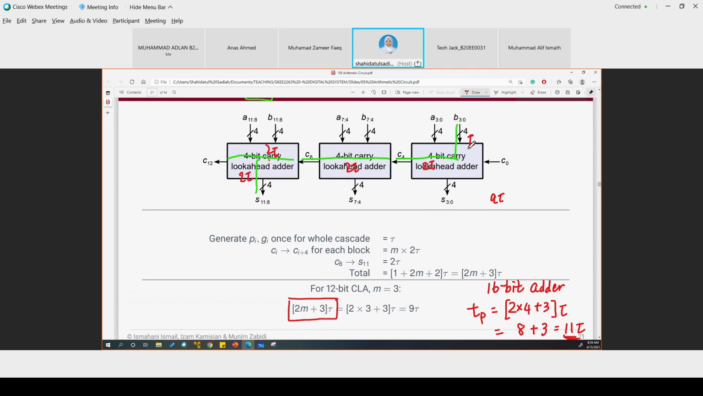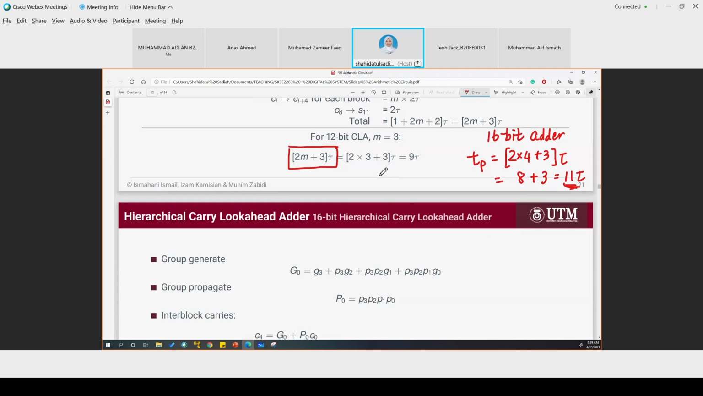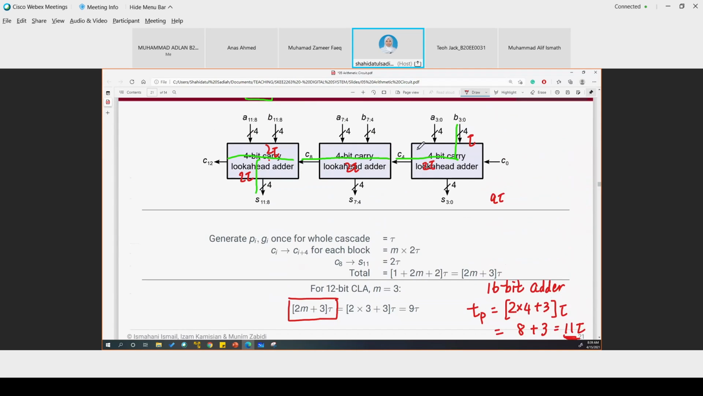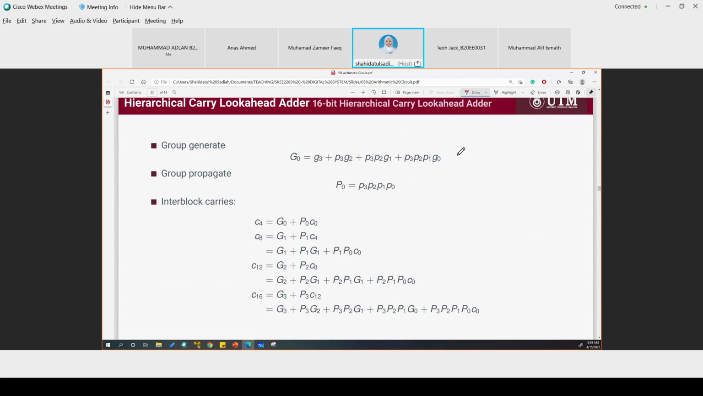Okay. The problem is this block has to wait for this block to calculate C4 to begin its computation. And this block has to wait for this block to calculate C8 to start its computation. So we have a waiting here and we don't want that. So it's the same thing as the ripple carry adder. That's what happens when you just cascade blocks, right? So what we want to do is to solve the carry.